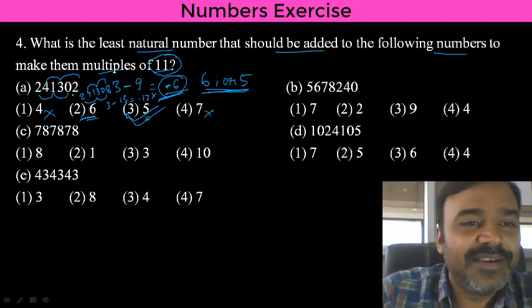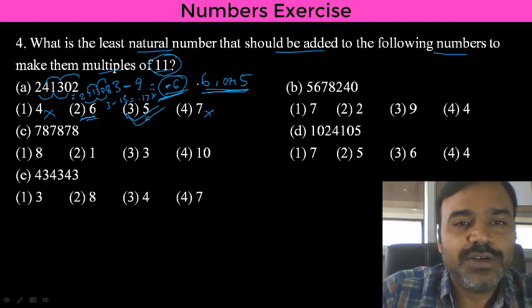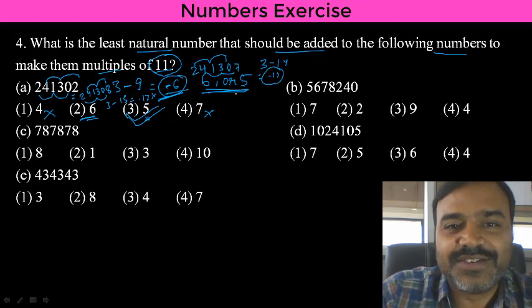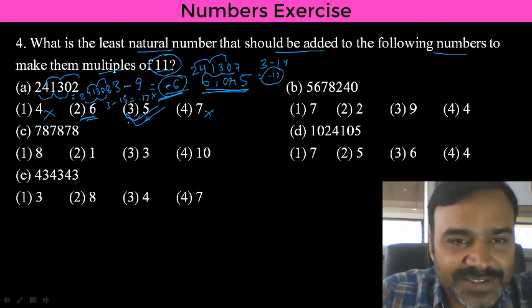Right? If I add 5, what will happen? If I add 5, I will get 2, 4, 1, 3, 0, 7. So 2 plus 1, 3 plus 0, 3. And 4 plus 3, 7 plus 7, 14. 3 minus 14 is minus 11. So clearly this is divisible by 11. Right? So 5 is the answer.